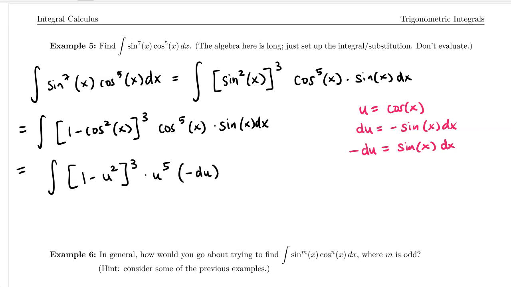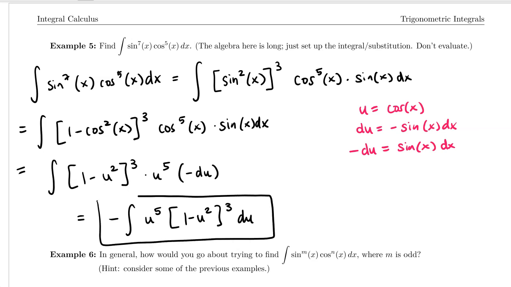and then sine of x dx is getting replaced with negative du. And then, just like previously, I like to factor out the negative sign outside of the integral, and maybe I'll move the u to the 5th to the front. And it just asks us to set up the integral, so I'm going to go ahead and stop here.